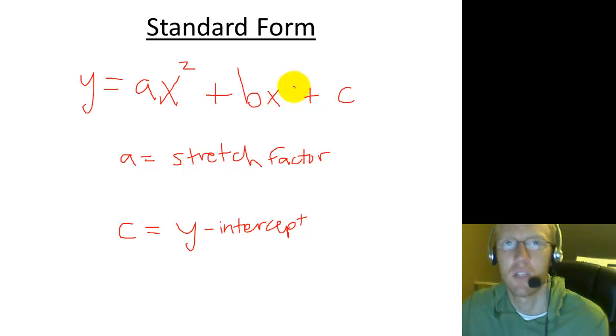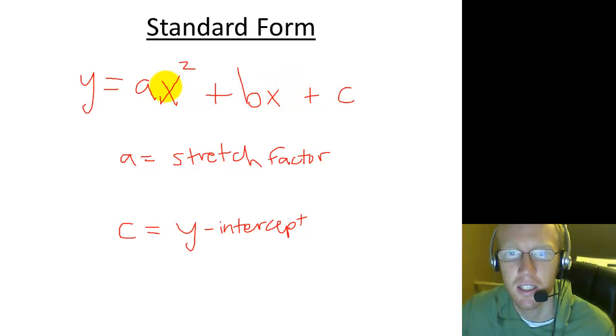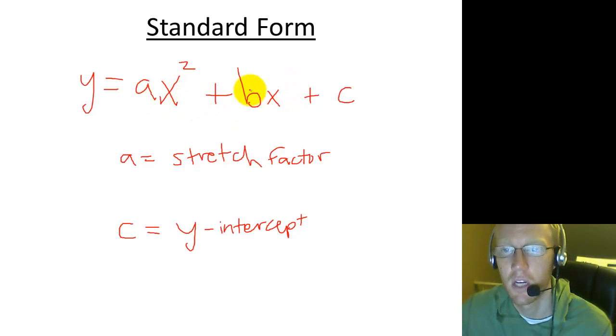The y-intercept is when x is 0. If you plug in x is 0 here, you get 0. If you plug in x is 0 here, you get 0. So you have 0 plus 0 plus c. And so the y value is just c. So the y-intercept is c.